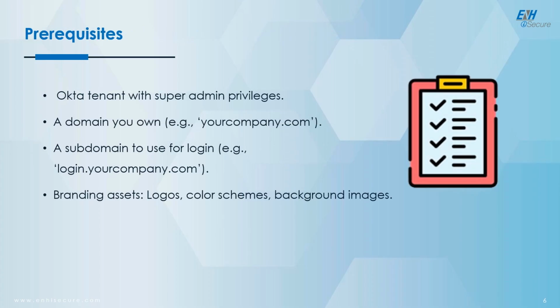Before we dive into the implementation steps, let's review the prerequisites you need to have in place. First, you'll need an Okta tenant with super admin privileges. This is essential for accessing the customization settings. You'll also need a domain that you own, for example yourcompany.com, and a subdomain to use for login, for example login.yourcompany.com.